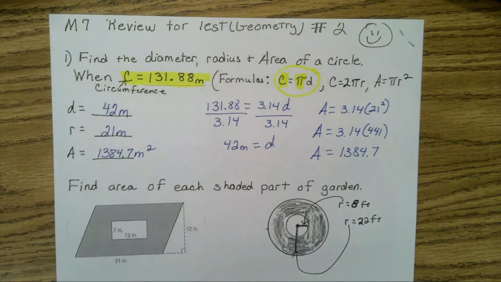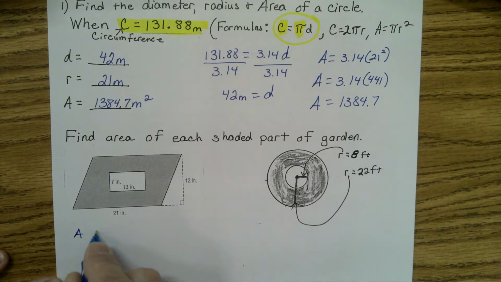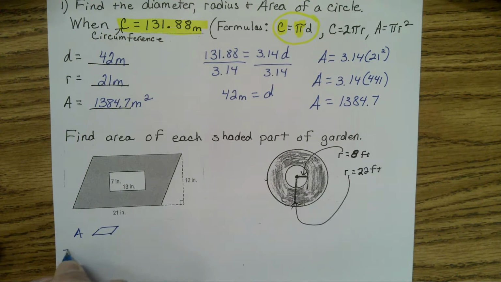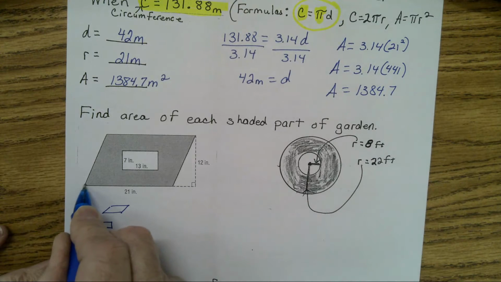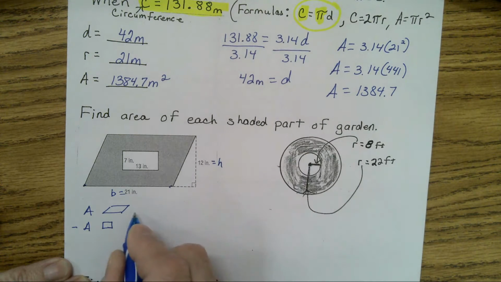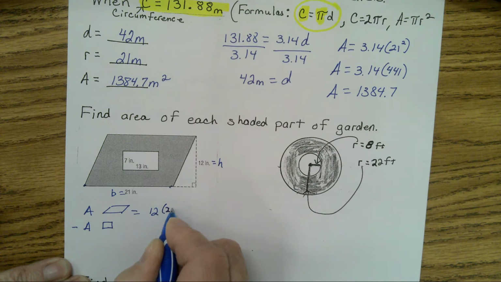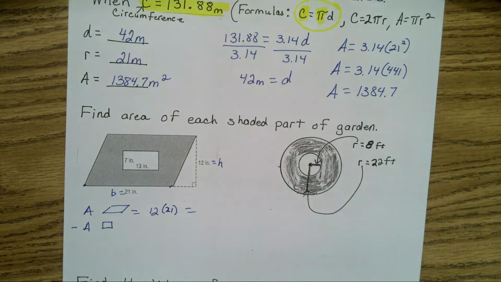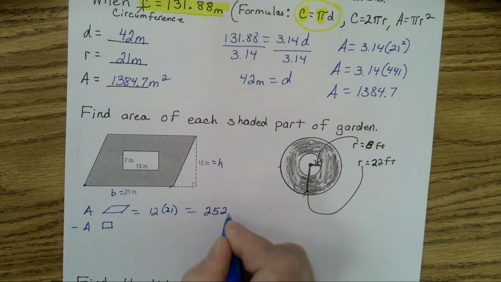Fabulous. Now, the next problem, it's the area of a parallelogram minus the area of a little rectangle. The area of the parallelogram is base times the height. So that will be 21 times 12. And when you multiply that out, you will get 252 inches squared.